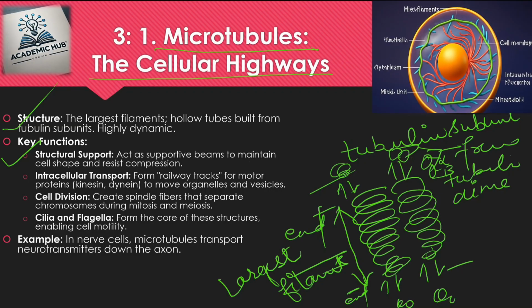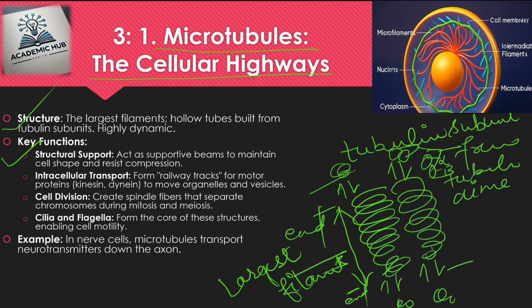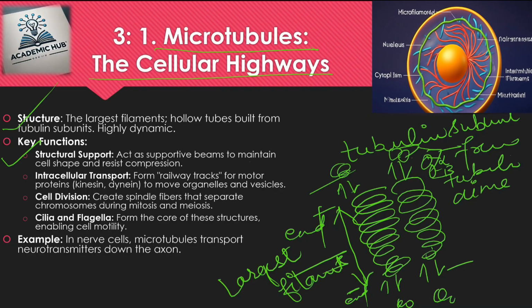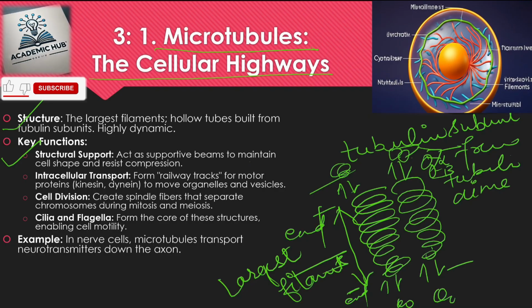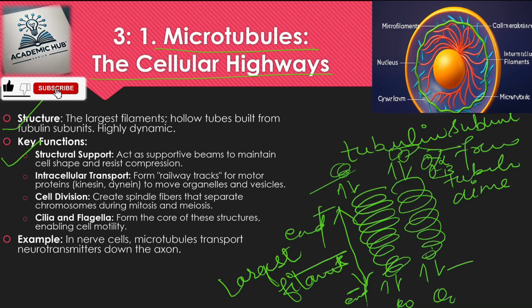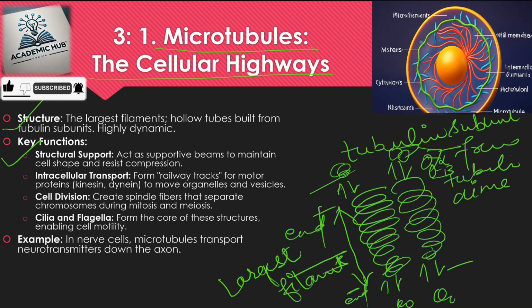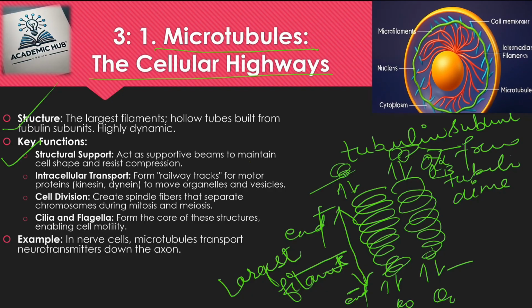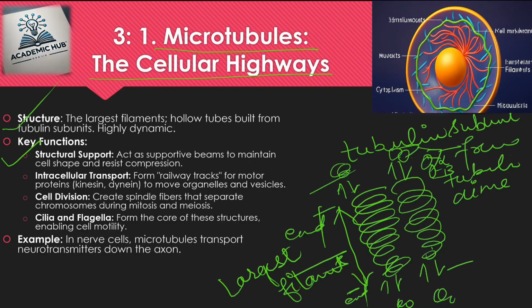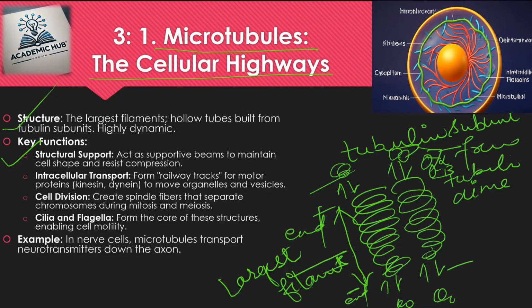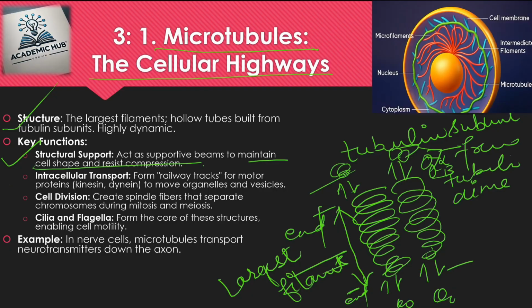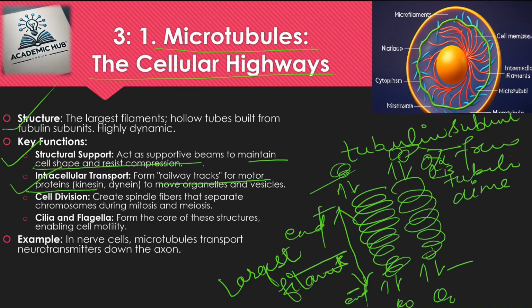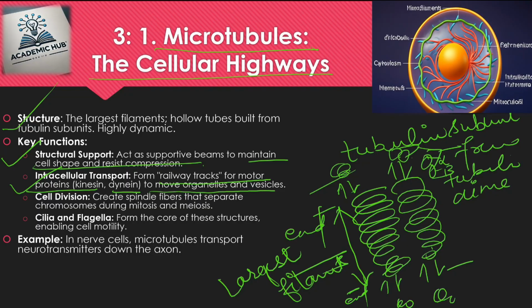Now the key function is structural support. Microtubules act like supportive beams, preventing the cell from collapsing under pressure and keeping its shape intact. Intracellular transport: these structures form pathways inside the cell that enable motor proteins, including kinesin and dynein, to move organelles, vesicles and proteins to their destinations. They act as a railway track for motor proteins.